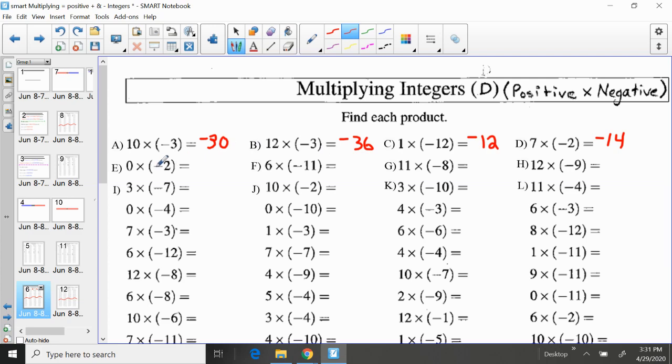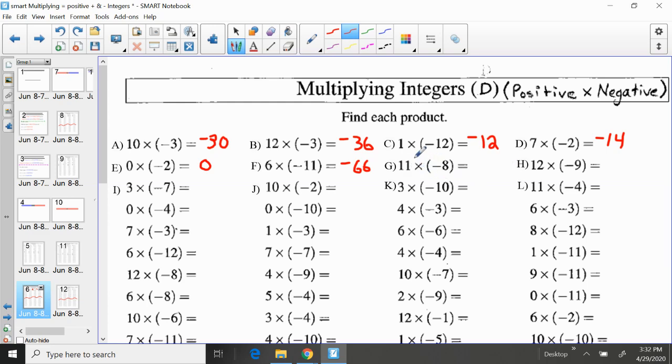I'll go over a couple more. I don't think I'll have to go all the way through L. This one's interesting because it has a 0. 0 times negative 2, well, anything times 0 is always 0. So the positive or negative rule doesn't really matter there because anything times 0 is 0. So let's move over here. 6 times negative 11. Positive times negative, my answer is going to be negative. And then 6 times 11 is 66. So negative 66.